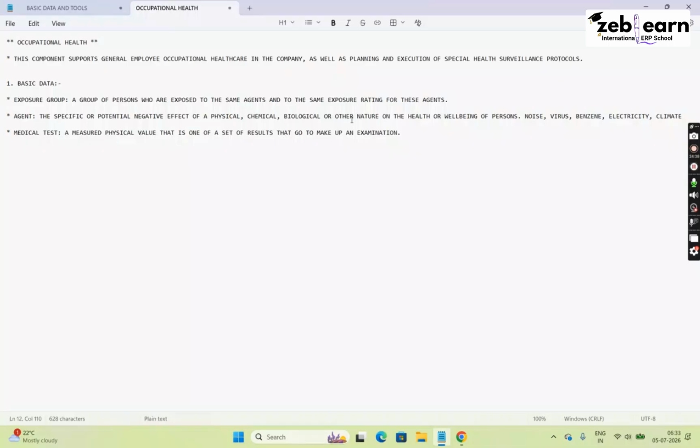Pulse rate has a measurement value. Your weight has a measurement value. Height has a measurement value. Body temperature has a value. All these are medical tests. But those where you are not able to take a measurement value, those are not medical tests. They are maybe physical observations, but not a medical test. Okay, keep that in mind. So checking the cholesterol level is also a medical test. Blood pressure is also a medical test. But other examples which I gave you, physical observation, they are not medical tests.